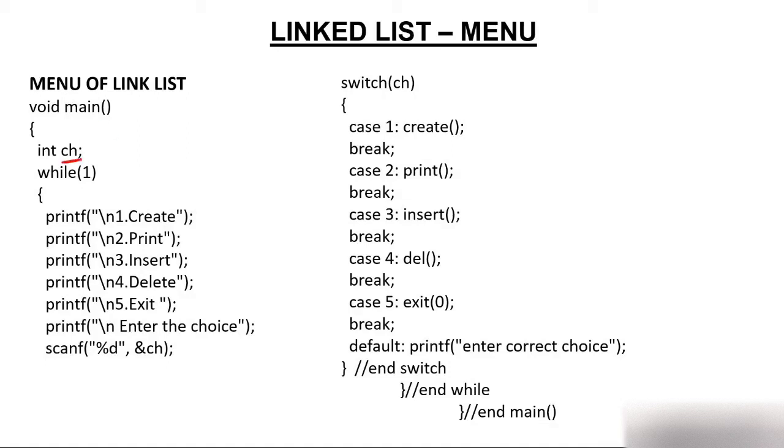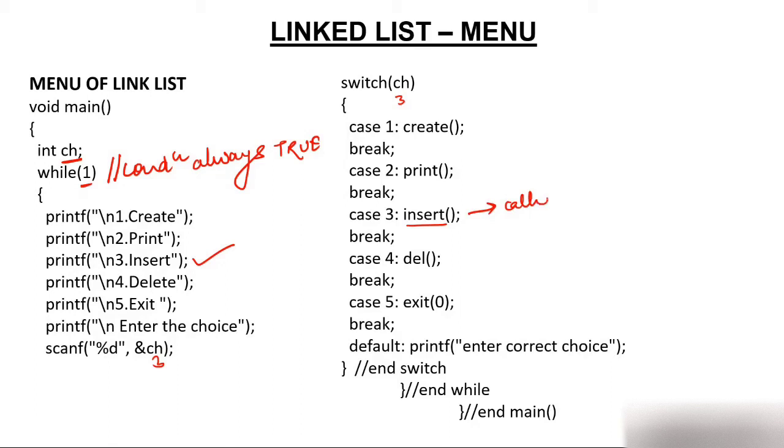Fine. So you have a menu, that is in main. You have created a variable. While(1) means what? Condition always true. So you have different options. For 1 you have create, for 2 you can print, for 3 you insert, for 4 you delete, for 5 you can exit. What is your choice? My job is to insert, so you press 3. So ch will have 3, switch will have 3, case 3 is calling an insert function.